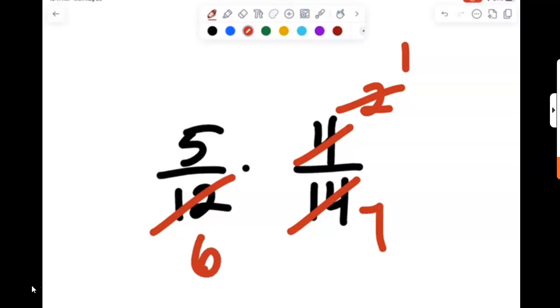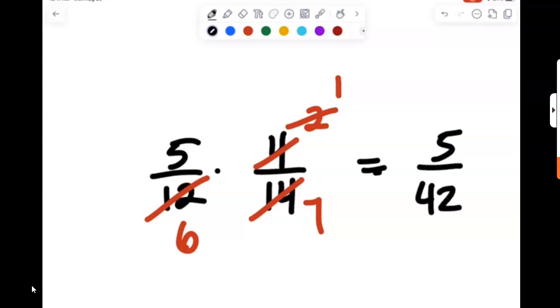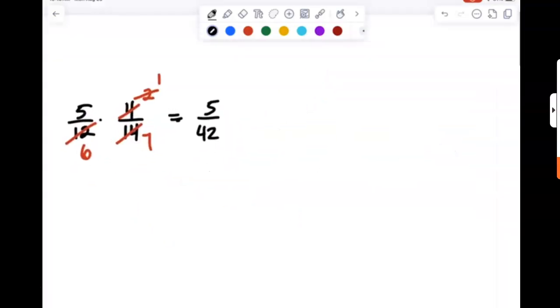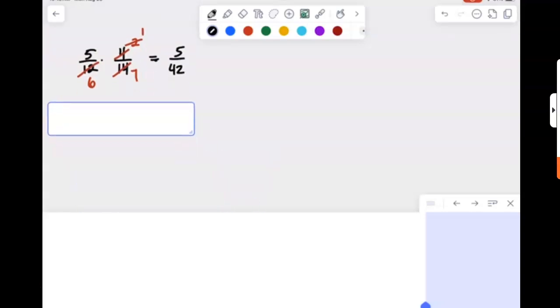to become a 6. And then at this point, I have a 5 on the top, nothing in the bottom goes into the 5, and a 1 in the top, nothing in the bottom goes into the 1. So at this point, then I just multiply across. 5 times 1 is 5, and 6 times 7 is 42. And so I get the answer of 5 over 42. Okay, so that's just one example with multiplying, and now let me show you a second example.